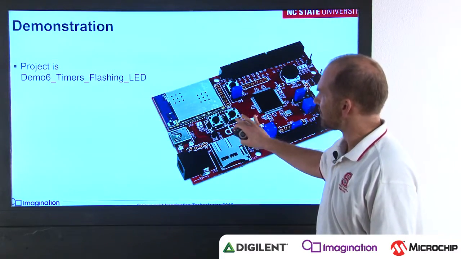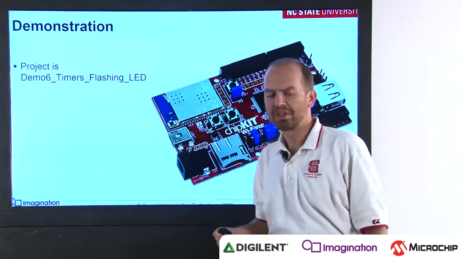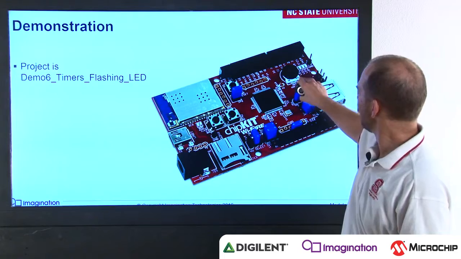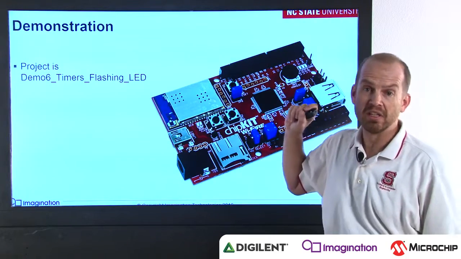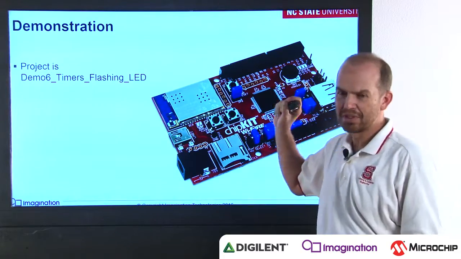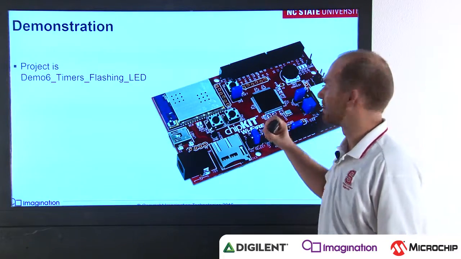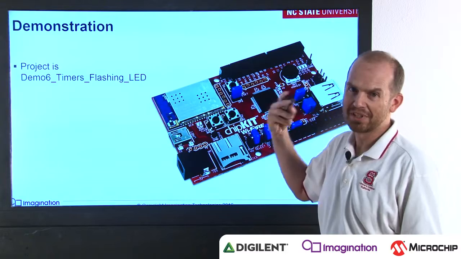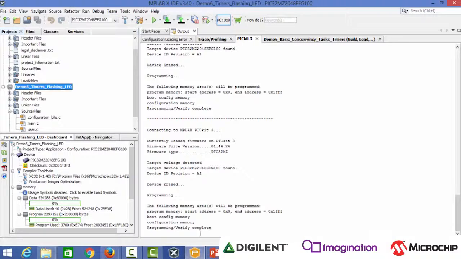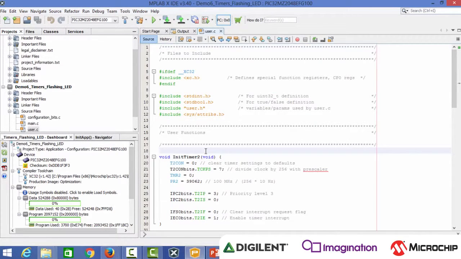The demonstration code for this, Demo 6 Timers Flashing LEDs, is used to show how to flash an LED using a timer which generates an interrupt every 1/10 of a second. So the LED is toggled 10 times a second, so the LED will be flashing at a rate of 5 Hertz.